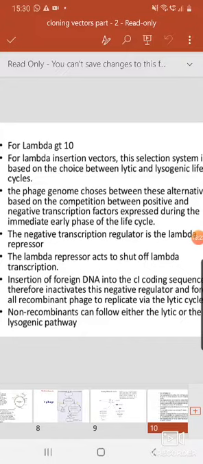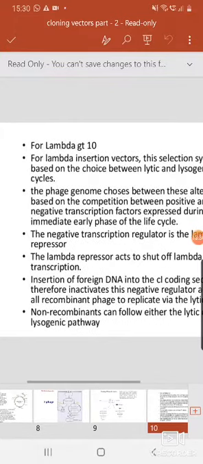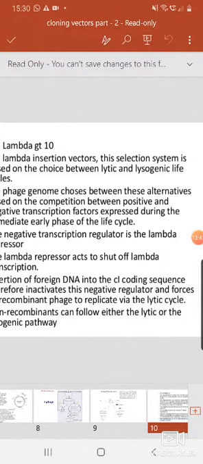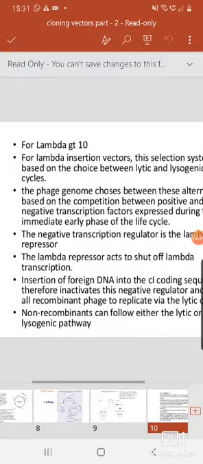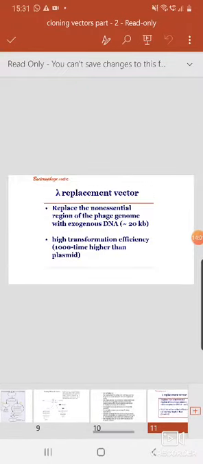The exact thing here is the screening process. Lambda repressor acts to shut off lambda transcription. Insertion of the foreign DNA, which we have seen in the last slide, is inside the C1 coding sequence, therefore it inactivates this negative regulator. Which is the negative regulator? C1, that is the repressor, and it forces the recombinant phage to replicate via the lytic cycle. So you will see plaque formation, that's giving you the selection process. Those phages that are integrated in the genome preferably go for lysogeny. They will not come out, they will not give the plaque. So all the plaques are your recombinants.